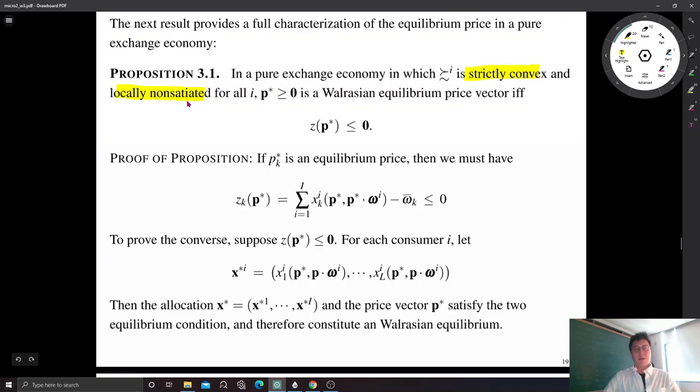So with this weaker condition, if P star is a Walrasian equilibrium price vector, okay, then the excess demand function must be non-positive. And the other way around, if Z of P star at this price vector, the excess demand function, is non-positive, then P star is going to be a Walrasian equilibrium vector. This is an if and only if statement. So this condition, that aggregate excess demand function be non-positive, is a sufficient and necessary condition for price vector P star to be an equilibrium. Yeah, so this is useful.